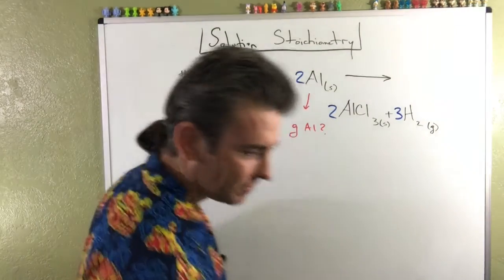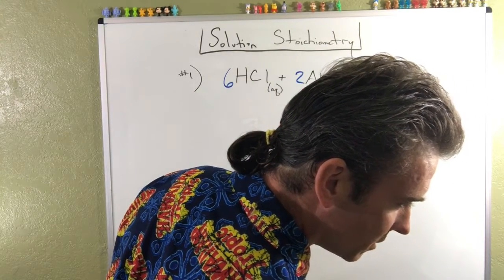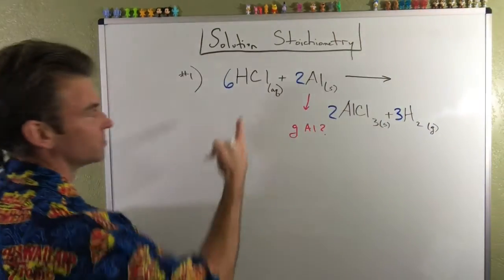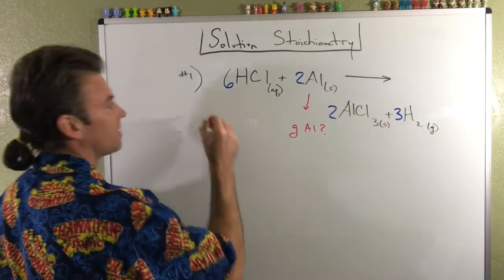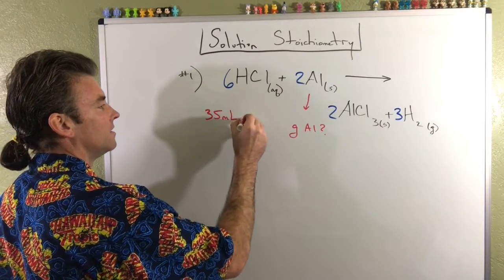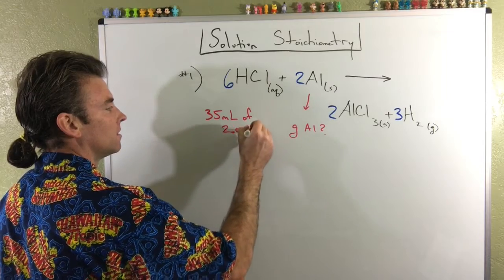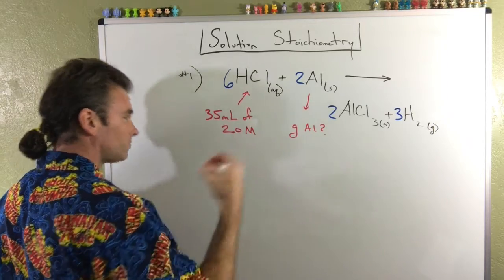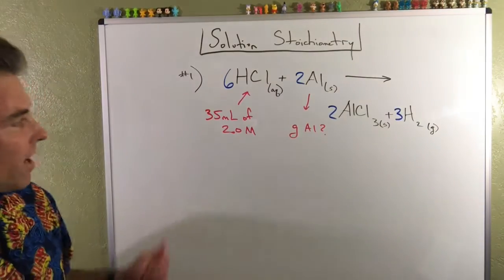Question mark. And I have been given 35 mils of a 2 molar hydrochloric acid solution. So there's my hydrochloric acid solution. I've got 35 mils, and it is exactly 2.0 molar. And so let's attack this question straight off here.